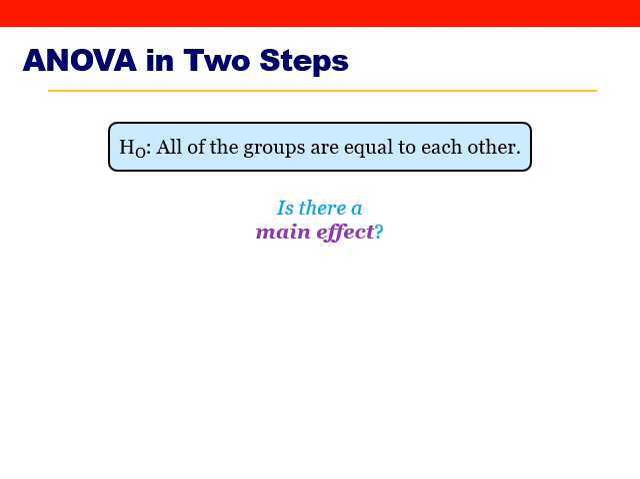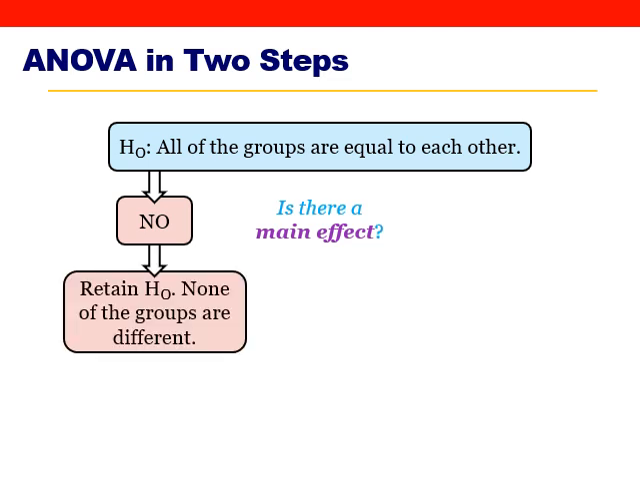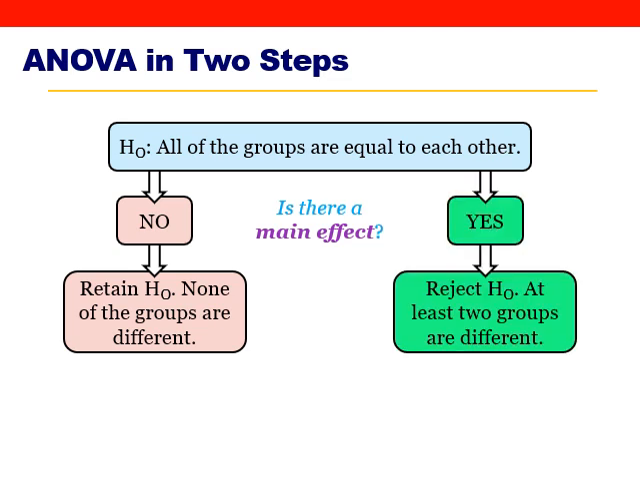If we do not find a main effect, it means that none of the groups are different. They are all equal to each other. And in that case, we will retain the null hypothesis, and our conclusion will be that all of the groups are equal. If we do find a main effect, however, we will reject the null hypothesis, and our conclusion will be that the groups are not all equal to each other. In other words, at least two of the groups are different.